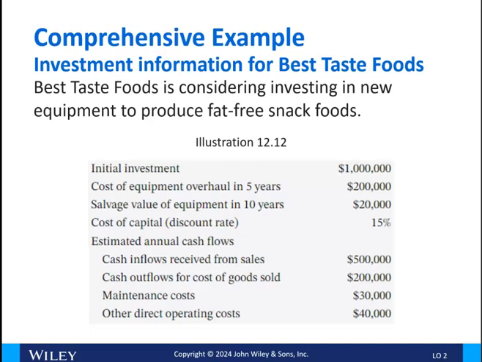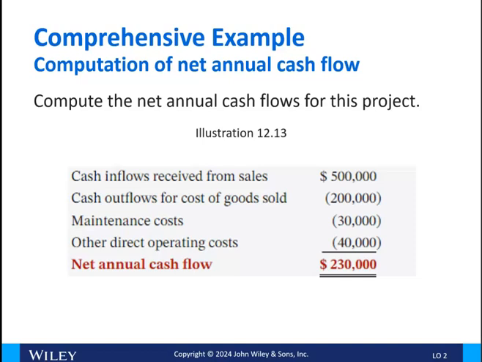We're going to have cash inflows from sales, cash outflows for cost of goods sold. We'll have maintenance costs and other operating costs. So those are all cash flows. And if we compute the net annual cash flows from this project, we have our inflows from sales, outflows for cost of goods sold, maintenance, and other operating costs. So we get $230,000 annually in cash inflows.